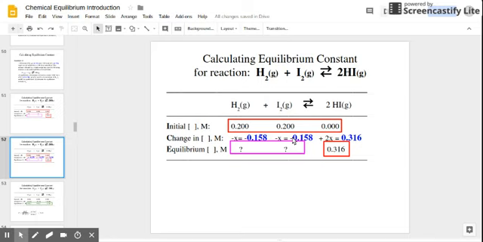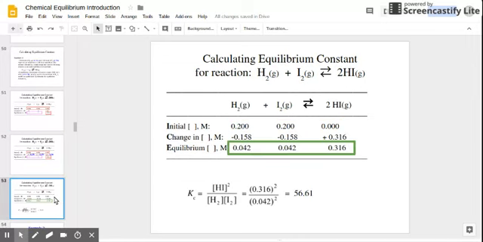So now we've already looked at the relationship of the variables and gotten the values of the changes. Then we can now get the equilibrium concentrations, in which all you need to do is subtract the change from the initial, so we get 0.042 for both H2 and I2. Then we also have, of course, the 2HI, which is already given in the problem. So all of these enclosed in the green box are what we need to calculate our Kc.